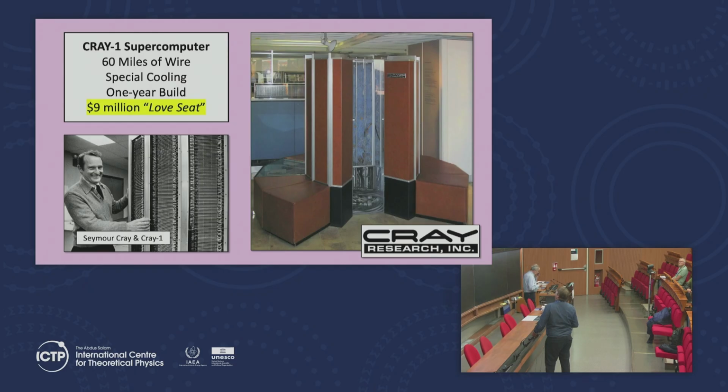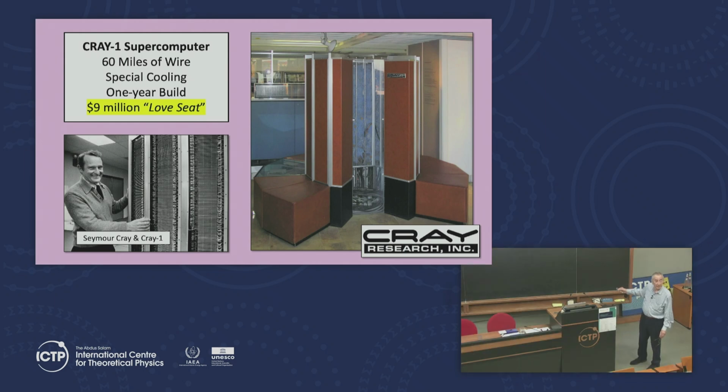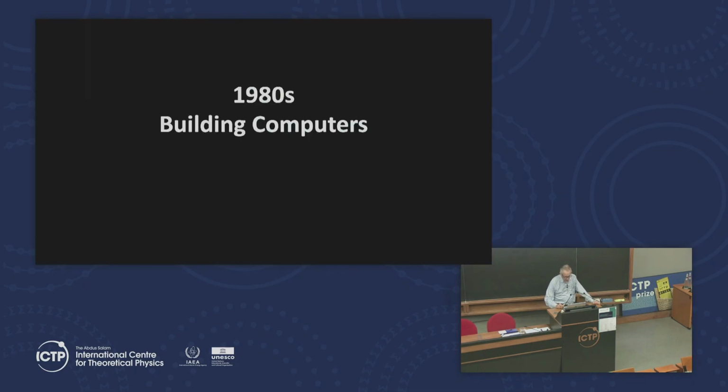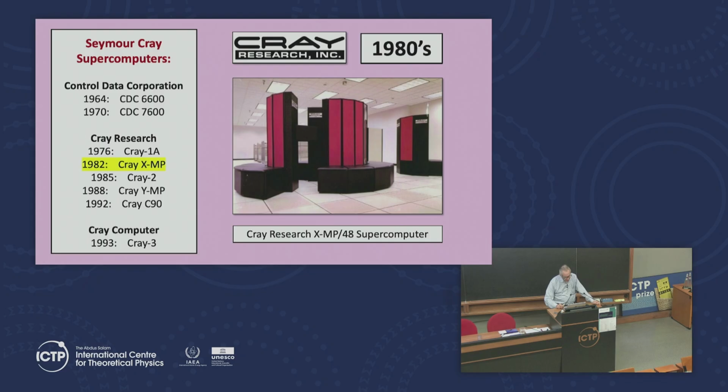So here are the facts about this machine. First of all, it was described as a $9 million love seat because of the thing around the bottom. It took a year to build, with 60 miles of wiring inside. That's why it took a long time to build. But it was the fastest machine in the world. Then there was a succession of other machines.